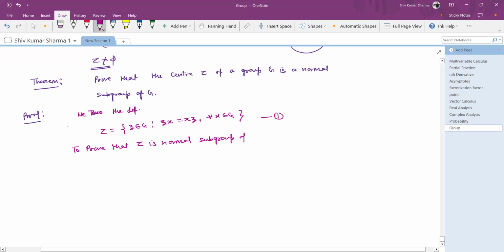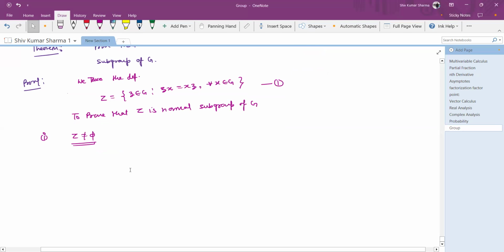For proving Z is a normal subgroup of G, we shall prove that Z is not equal to empty set. So basically we start from this term. When we are going to prove any set is a subgroup or normal subgroup, at least that set contains one element, that is the identity element. So we shall prove that Z is not equal to empty set.